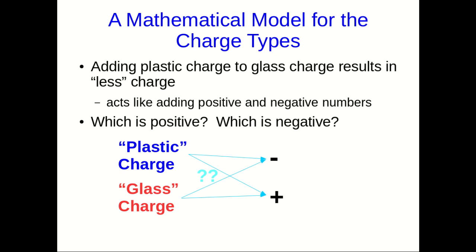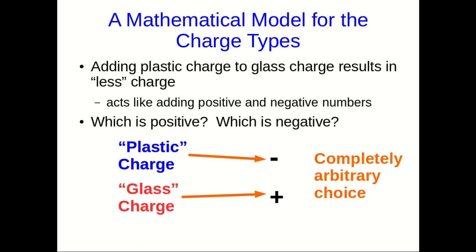Now, I want to stress that this is a choice of model. There's nothing about charge that dictates that it is positive or negative. And furthermore, there's nothing that tells us which of plastic and glass should be positive or negative. It's a choice, an arbitrary choice. But that choice was made quite a long time ago by Benjamin Franklin, and in the terms we've been using, what we know as plastic charge is negative, and what we know as glass charge is positive.